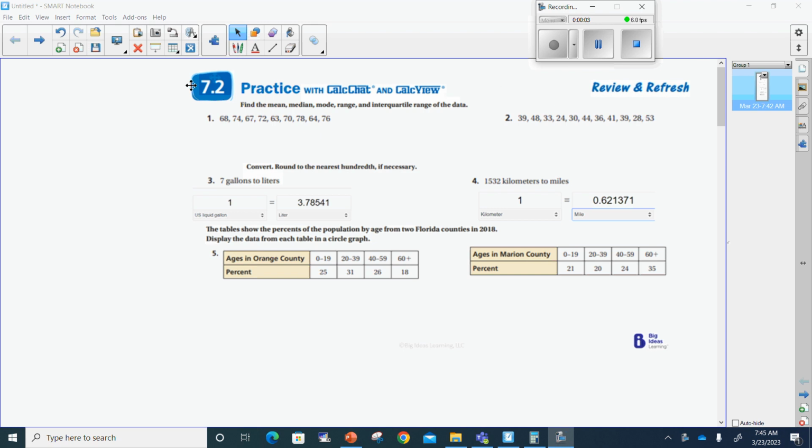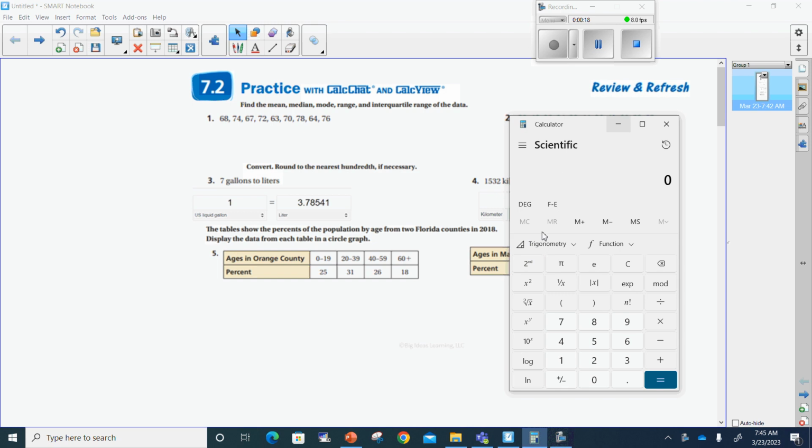Let's go ahead and work out 7.2. I see at the beginning it says find the mean, median, mode, range, and interquartile range of this data. Wow, they didn't ask for too much, did they? Well, to find the mean, remember we have to add up all the numbers and divide it by the number of numbers there are. So let's use the calculator to make this quicker.